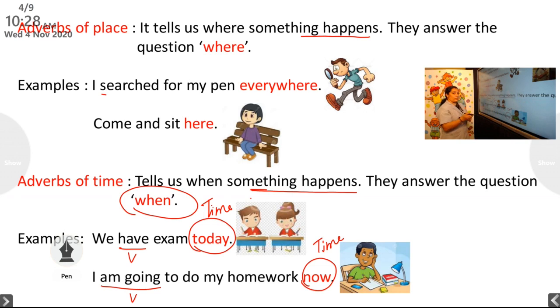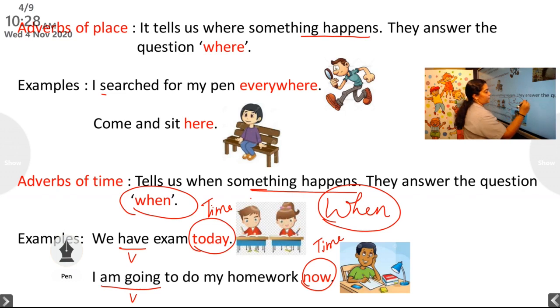We have exam today. When do you have exam? You ask the question. Always remember for time, always ask the question when. When do you have exam? Today or tomorrow or on Monday. So we have exam today. So today is the adverb of time. I am going to do my homework now. When are you going to do your homework? Now. Now is the adverb of time. One more example.